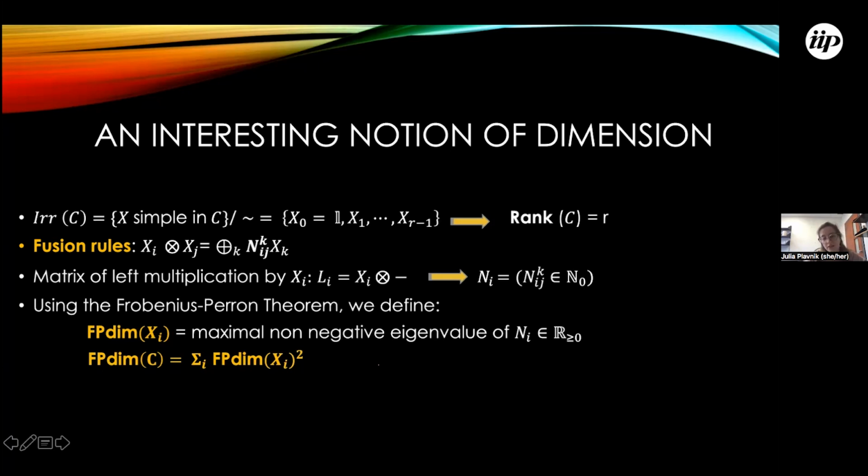There is a theorem by Frobenius and Perron that proves that if you have one of these matrices, there exists a maximal non-negative eigenvalue, and it's always a real number that is bigger or equal than 0. It can be proved that if the object is simple, this number is always positive, actually. And that's called the Frobenius-Perron dimension of the object. And we can define, using the squares of the dimensions of the simples, or the sum of those numbers, the dimension of the category. And these are very important invariants. There are other notions of dimension that are also very important.